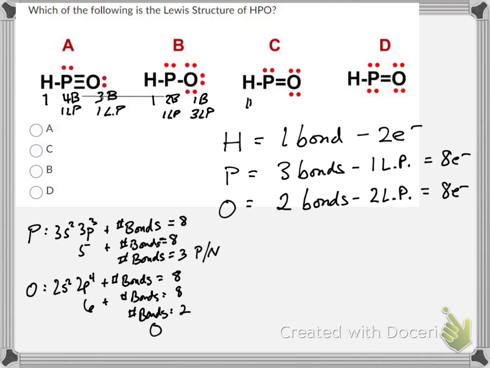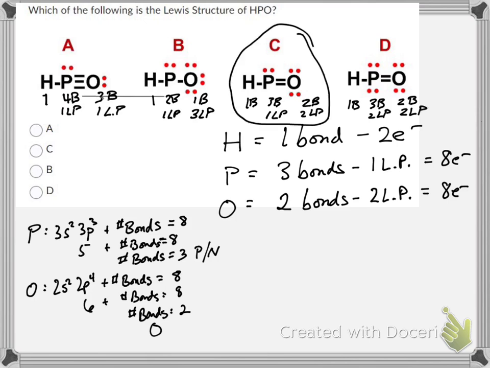We look at option C: 1 bond for hydrogen, 3 bonds for phosphorus, 1 lone pair, 2 bonds for oxygen, 2 lone pairs. That's exactly how we predicted the bonding to be. And then if we look at D, 1 bond for hydrogen, 3 bonds for phosphorus, but then there's 2 lone pairs, and then oxygen has 2 bonds and 2 lone pairs. So that would make D incorrect because of the additional lone pair for phosphorus. That would give us option C.